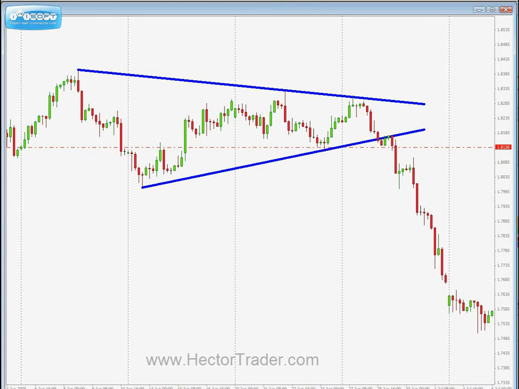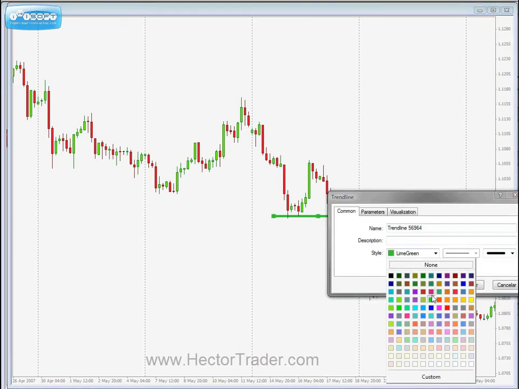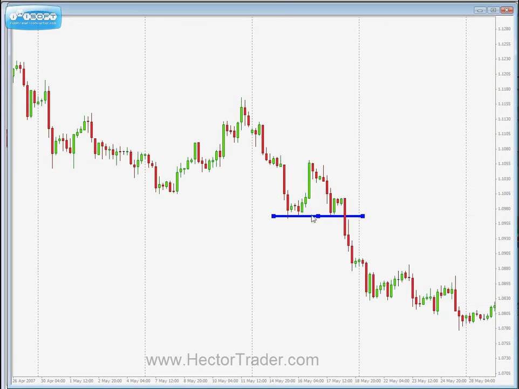Now I'm going to be showing you another type of triangle. Remember that at the beginning of this video I was talking about flat bottom and flat top triangles. Well, in this case I'm going to be showing you a flat bottom triangle, which is basically marked here on my screen. I'm going to mark it in blue. That would be the bottom of this triangle, and then marking the top band of that triangle. Okay, there we have it.